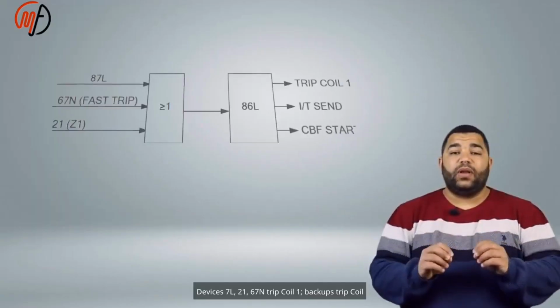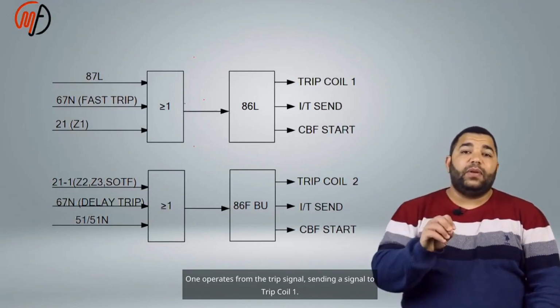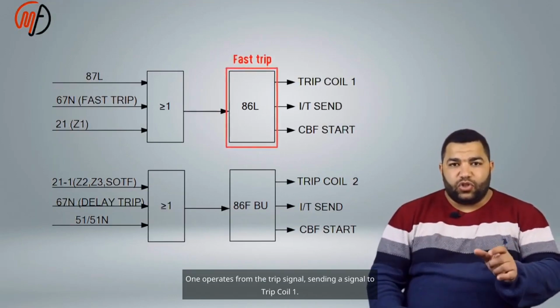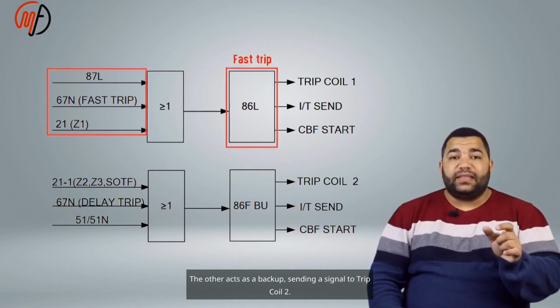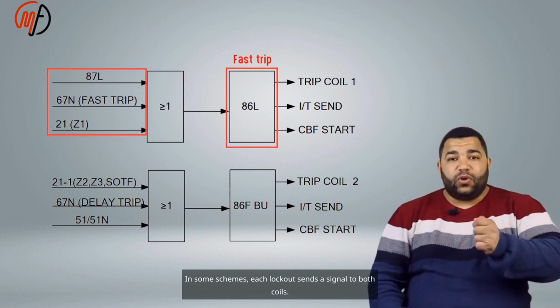Devices 7L, 21, 67N, trip coil 1, backups, trip coil. One operates from the trip signal, sending a signal to trip coil 1. The other acts as a backup, sending a signal to trip coil 2. In some schemes, each lockout sends a signal to both coils.